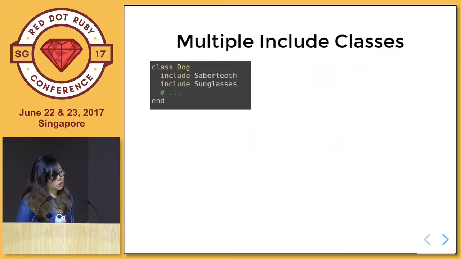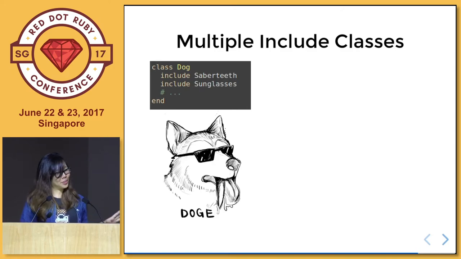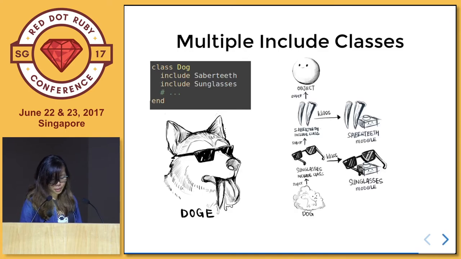So if you include multiple modules in a class, so instead of just saber teeth, I want to give Doge some sunglasses, because it's cool, right? If I do that, because the include modules add function is called every time an include statement is evaluated, by the logic of how the include class is inserted into the inheritance chain, the module that's included later basically has its include class inserted lower down the chain. Or in other words, we look up its method table first.